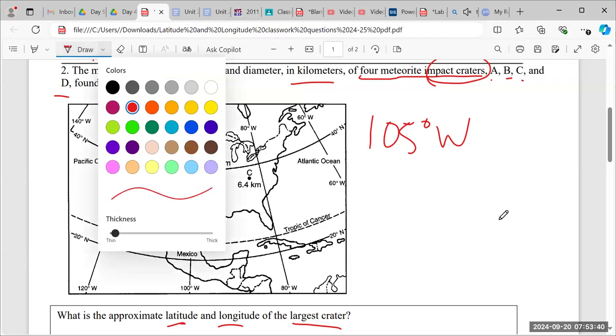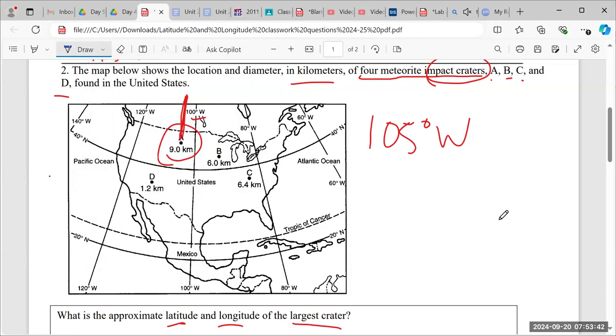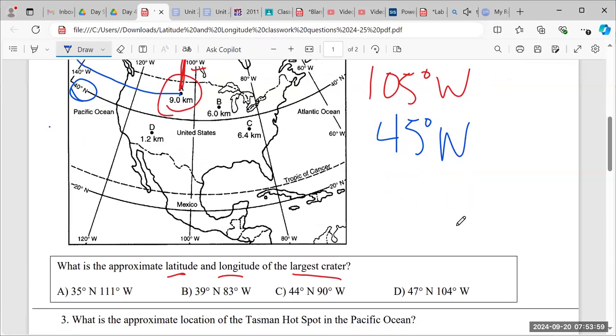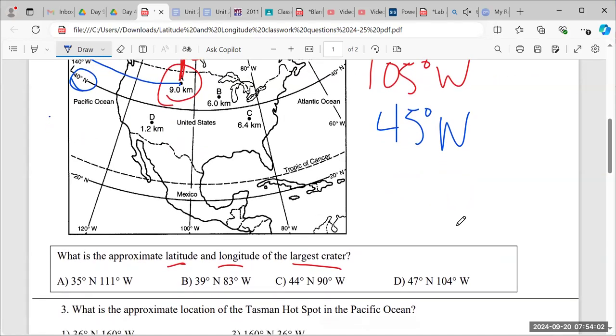Now, I'm going to use blue. Blue is going to represent my latitude. My latitude is definitely greater than 40, right? If I were to estimate, it looks to be about 45 degrees north. So when I look at which option is closest to the coordinate I just mentioned, it is going to be choice D. All right, 45 degrees north, 105 degrees west.